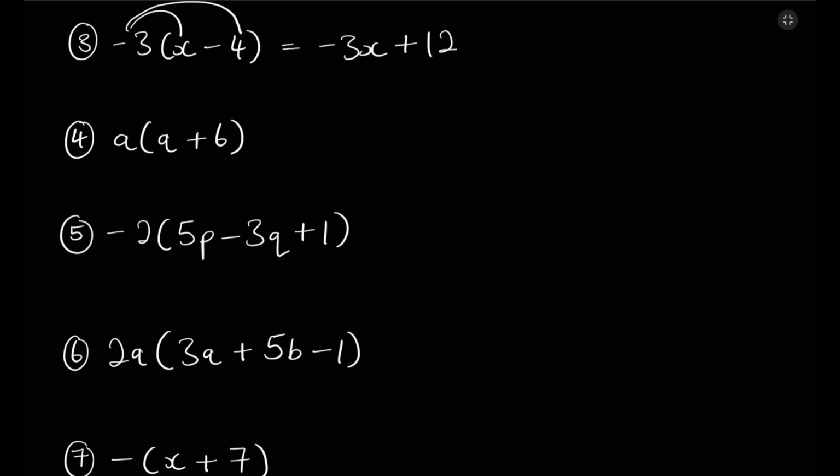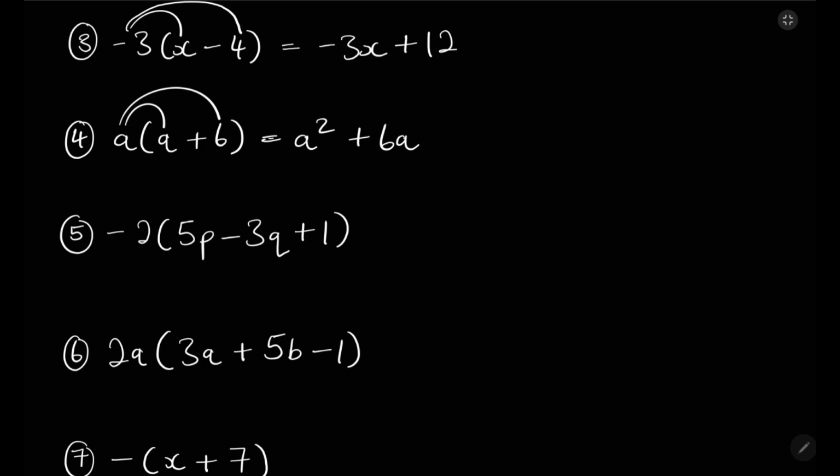Now let's try number 4. We have a times (a + 6). To solve this, we will say a times a. Remember our laws of exponents from the playlist. I told you that when you have the same base, you write down that base. So this is a to the power 1 times a to the power 1. We add 1 plus 1, which is a to the power 2. So a times a is equal to a to the power 2. Then a times 6 is plus 6a.